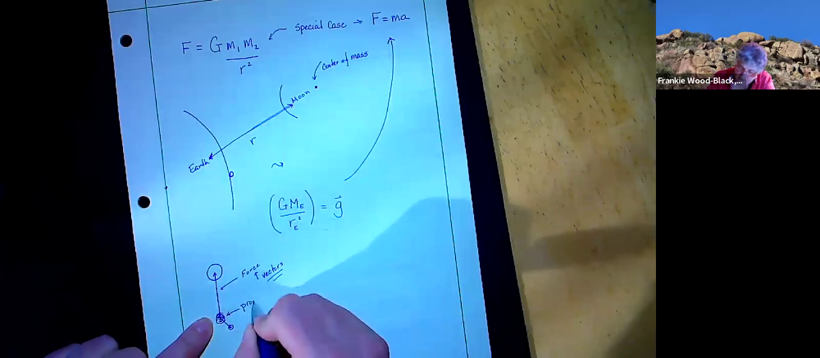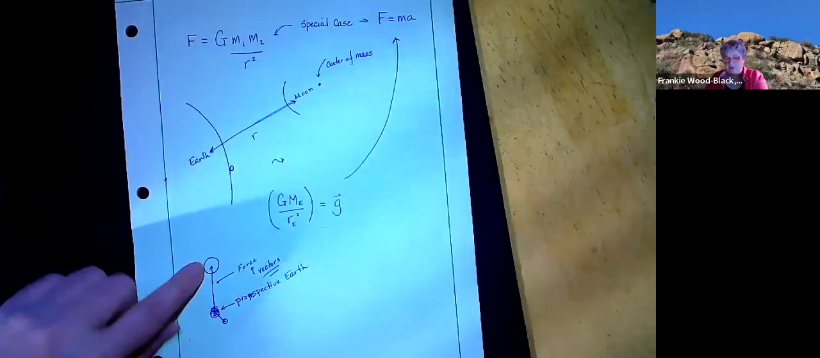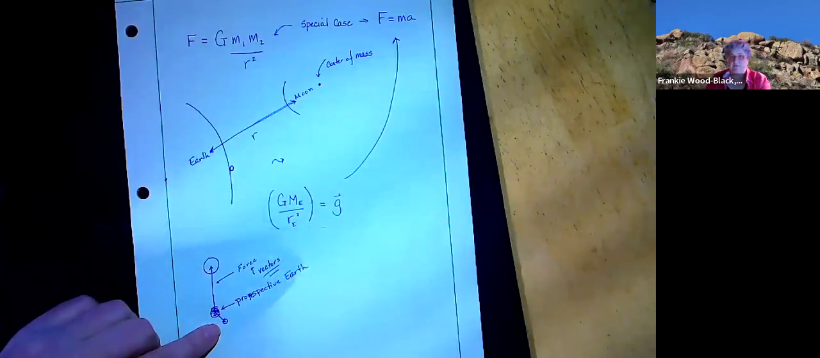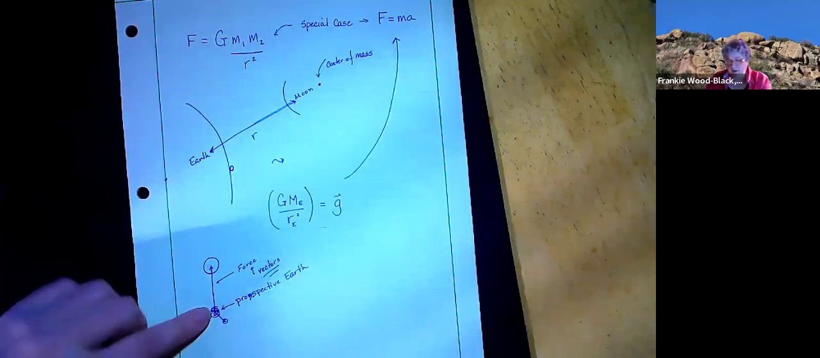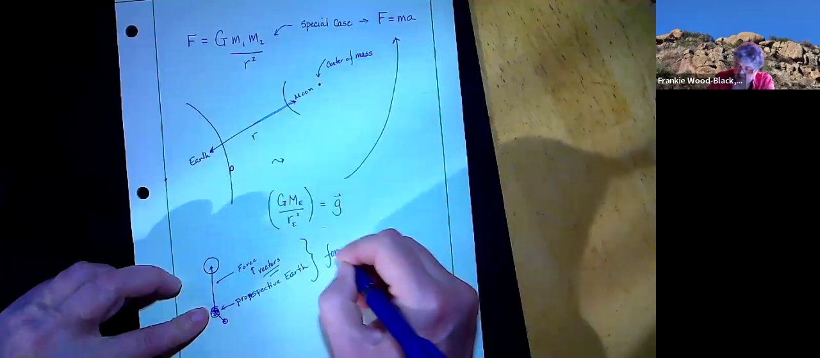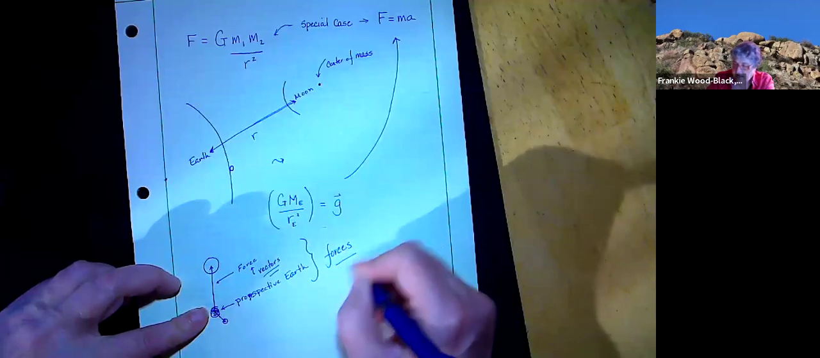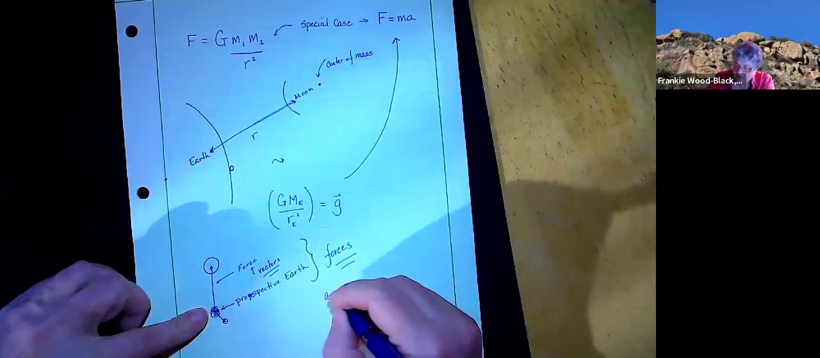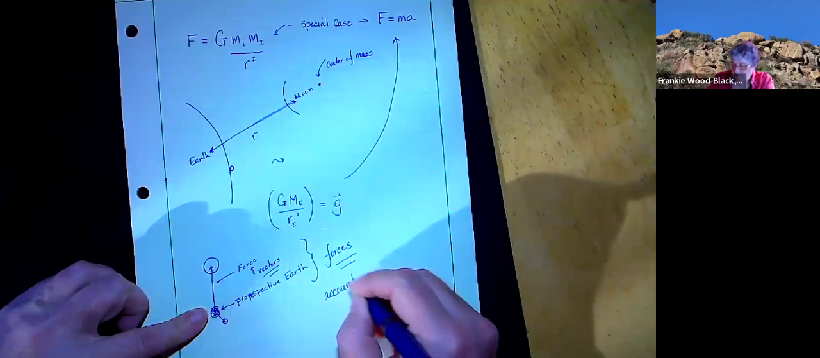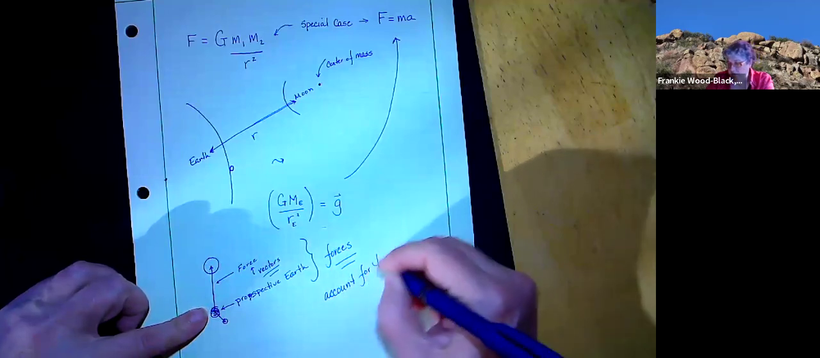Because this mass is going to be there. So if I'm looking from the perspective of the Earth, it's kind of caught in a tug of war with a really big thing and a small thing. So we've got to take our forces here, and we have to account for the direction.